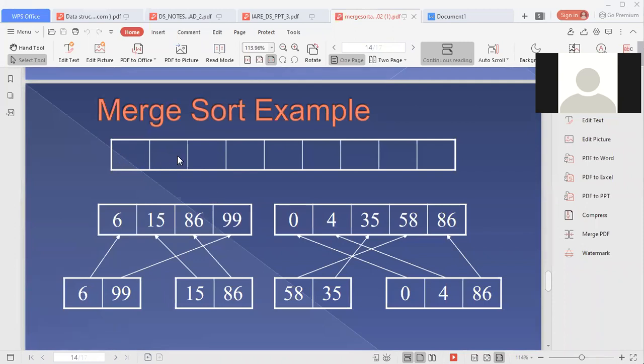Now which elements come here? One is 0 and the other one is... which element came here? 74. Roll number 74.